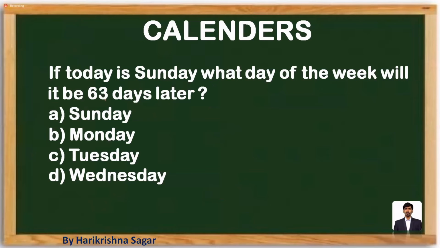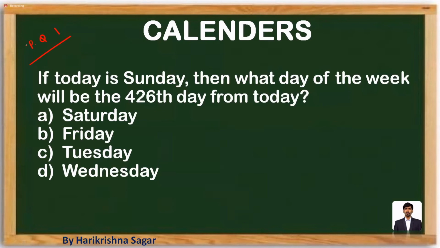So you can just observe: if today is Sunday, what will the day be 63 days later? Later also indicates after. When we divide 63 by 7, what is the remainder? We get a remainder of 0. That means no odd days, which means the day will be repeated. If the number of odd days is 0, the day will be repeated. The answer choice will be Sunday.